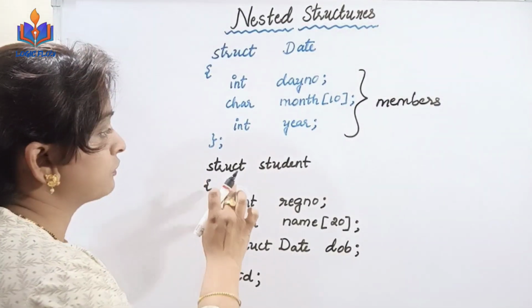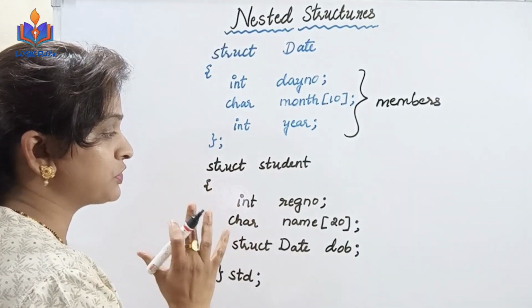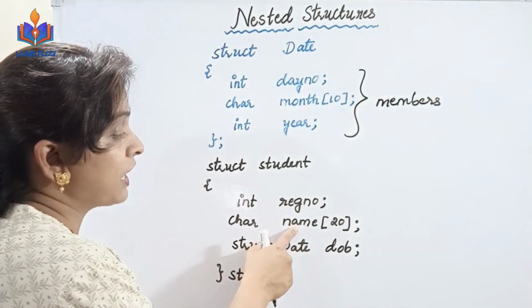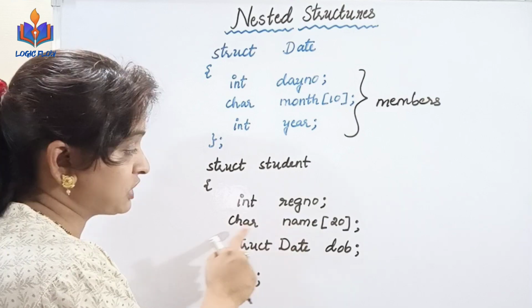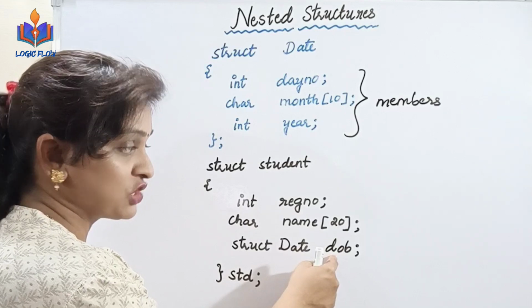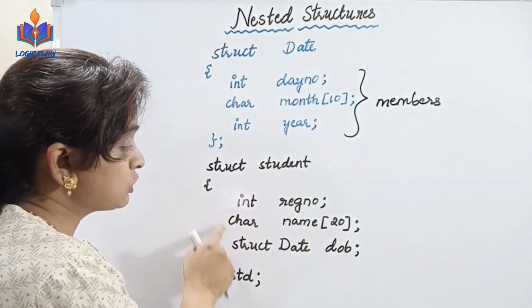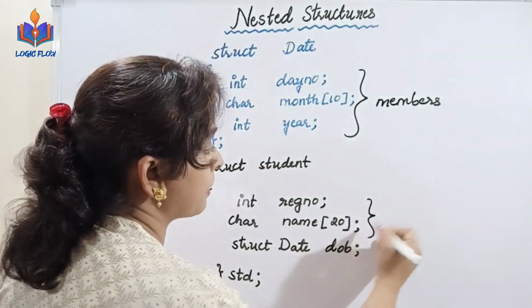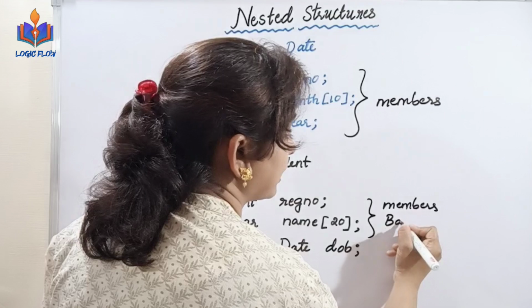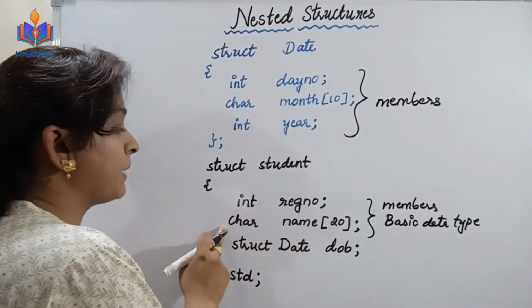There is one more structure which is student. The structure name is student, followed by the members. Just observe the members here. We have a member by name register number, which is of the fundamental type integer. We have the member name, which is a character array. And just observe here, we have one more member which is a variable of structure type. These two members are of fundamental data type, so we have created two members which are of basic data type.